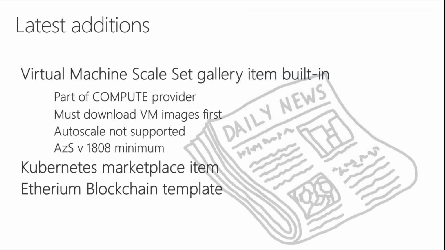This was actually a little while ago, but some of the more recent additions that we've had are nice. We have a virtual machine scale set gallery item that's built in. It's part of the compute provider. But the note is you have to download the VM images first. So while that gallery item is there, it won't really work until you have images in the compute provider.